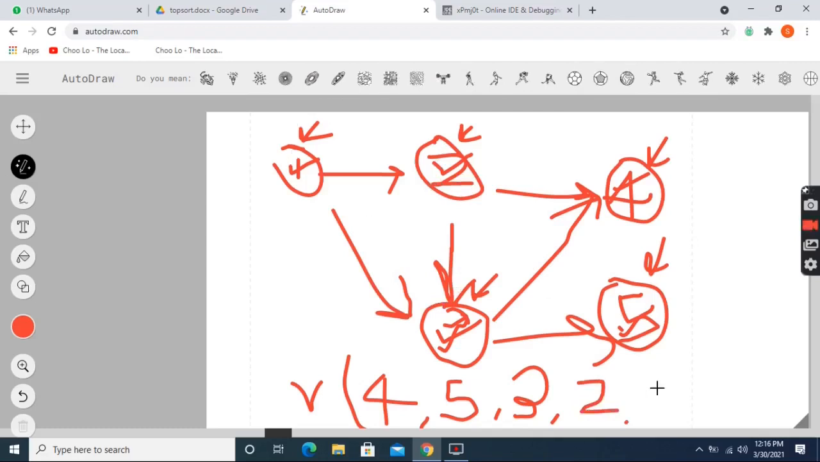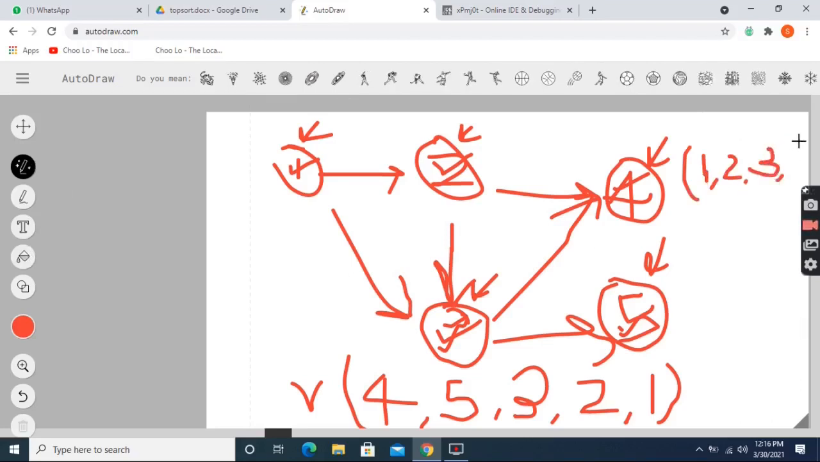And now I move back towards vertex number 1, and now all the children have been processed, so I push 1 into the vector. So the vector I have obtained is 4, 5, 3, 2, 1, and at the end I reverse this vector. So the new order that we obtain is 1, 2, 3, 5, 4. So this is the required topological sort.